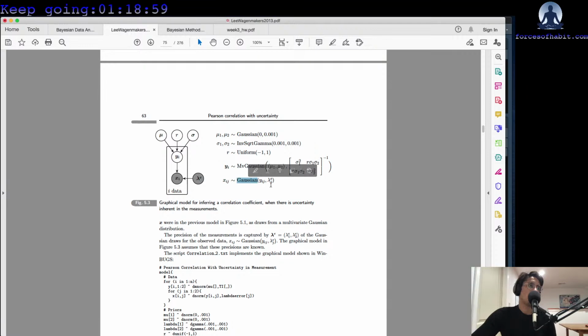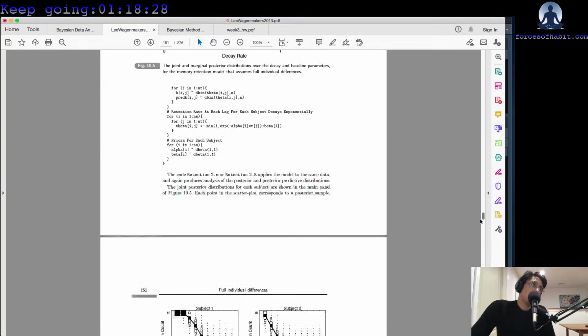And then we said that the values were drawn from a Gaussian distribution. So we're going to do this for extroversion scores, or extroversion scores in the data, the version to come. They're going to be drawn from a Gaussian distribution with some mean, which is going to be a multivariate Gaussian distribution, and the known precision parameters. So keeping this in mind, let's go take a look at the example now. It's chapter 13 or so.